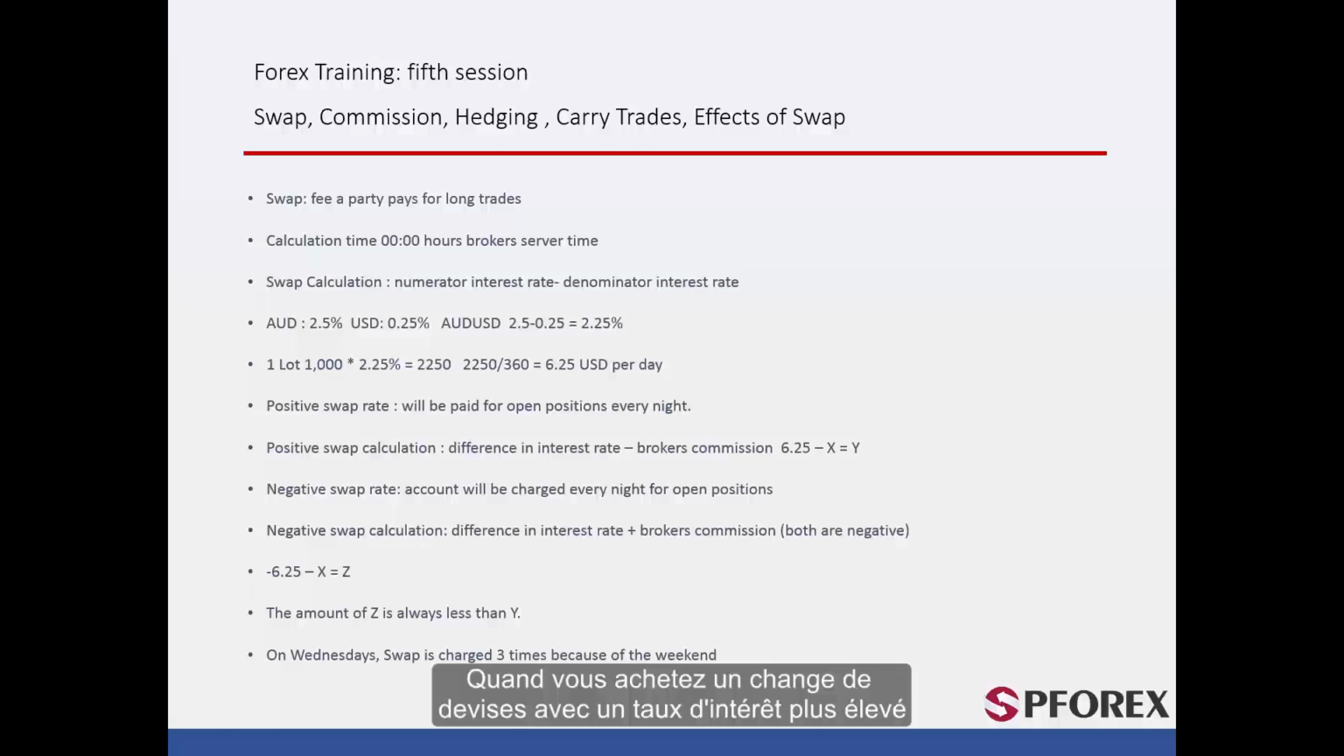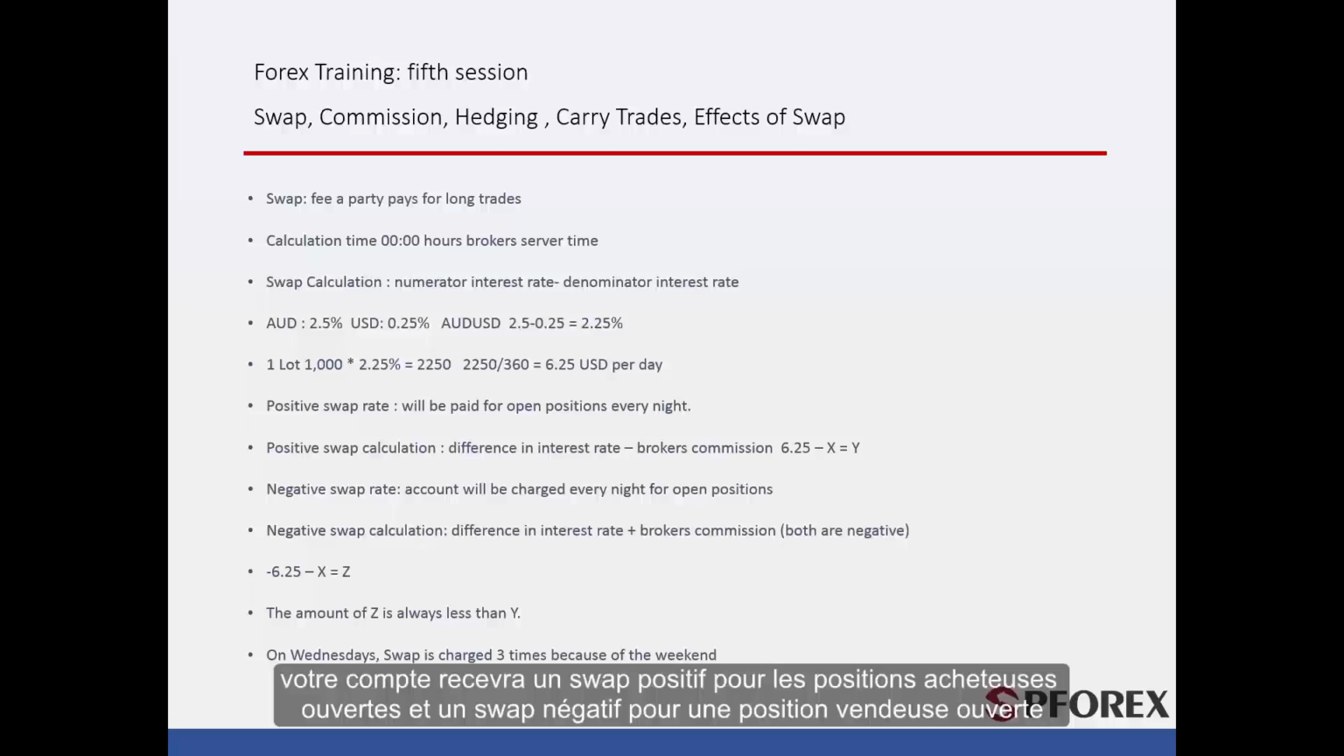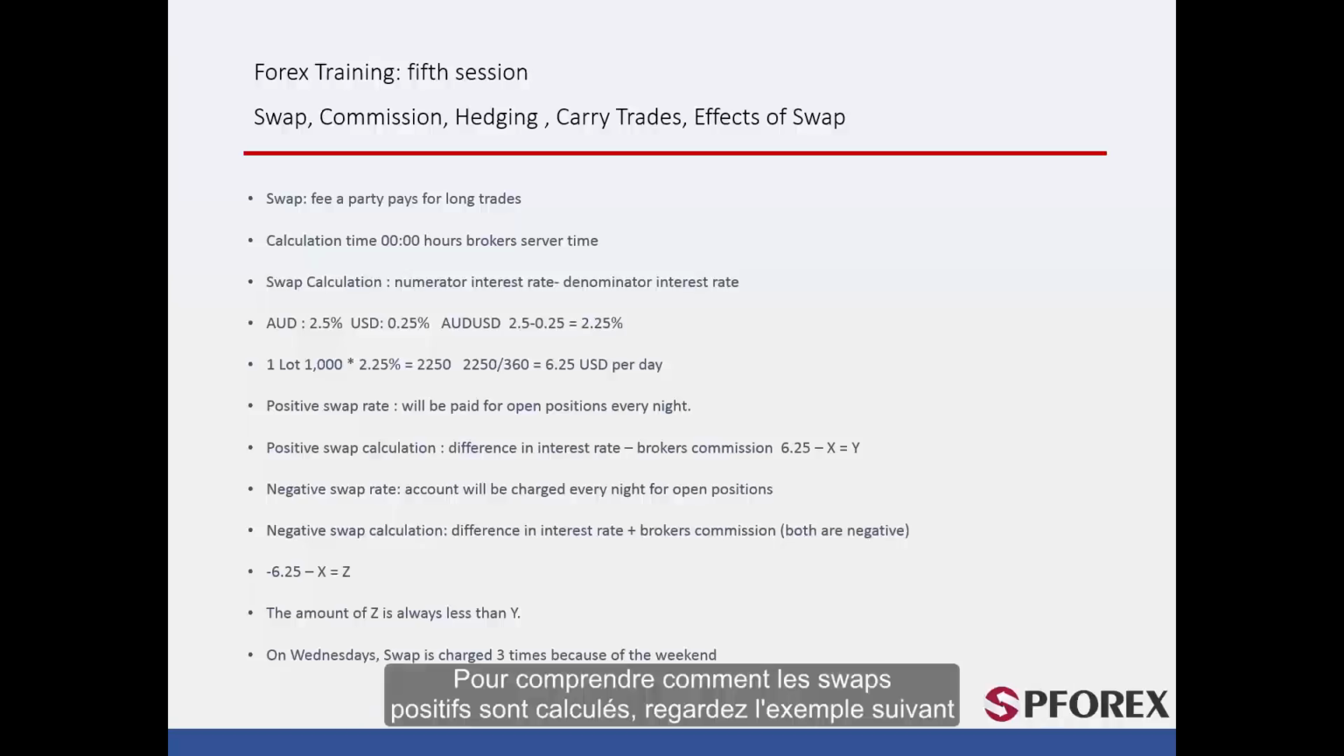Whenever you buy an exchange with a higher interest rate, swap will be positive, and if you buy an exchange with a lower interest rate, or sell in Australian dollars versus US dollars, swap will be negative. For better understanding of this, here is an example in Australian against US dollars. Since the Australian dollar has a higher interest rate, your account will be deposited with a positive swap for open buying positions and a negative swap for an open selling position.